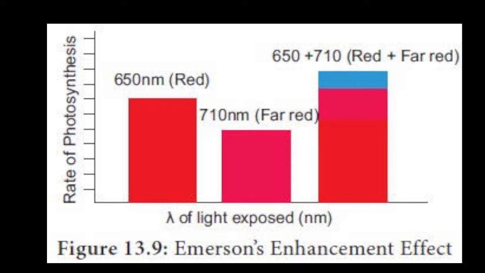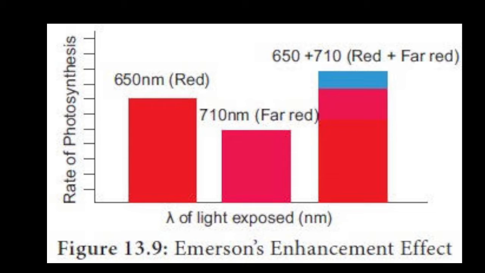Now, what is red drop? Emerson found a sharp reduction in the rate of photosynthesis when a monochromatic beam of more than 680 nanometer was used alone. It is called red drop. This is clear from this diagram.